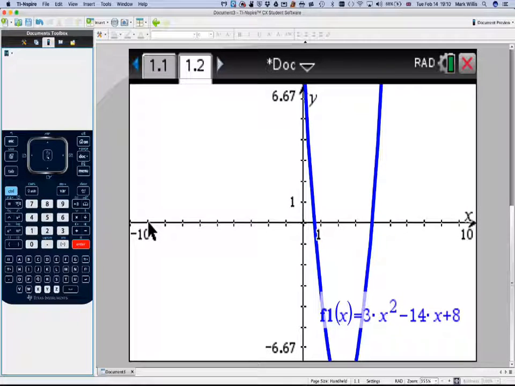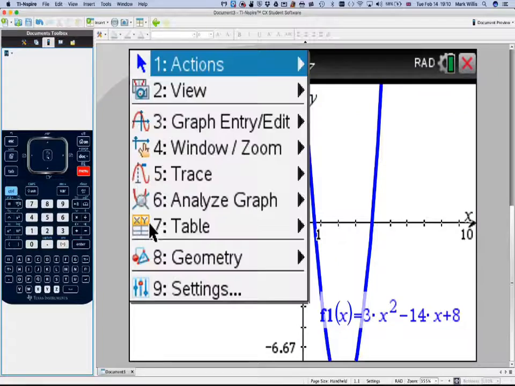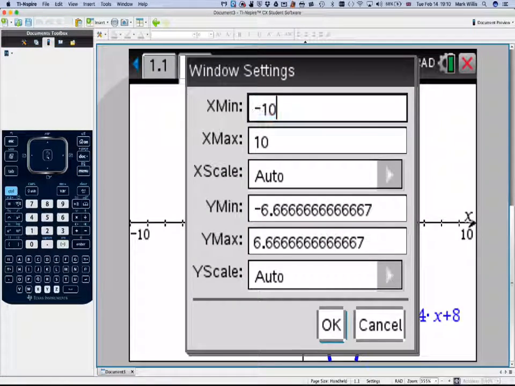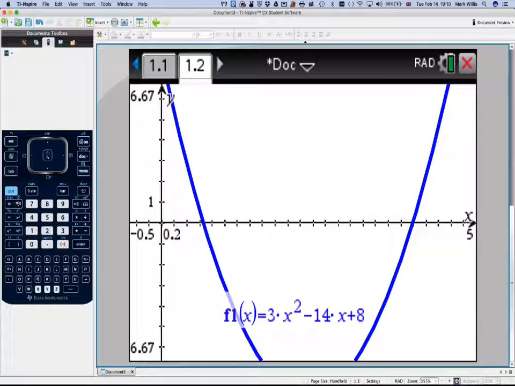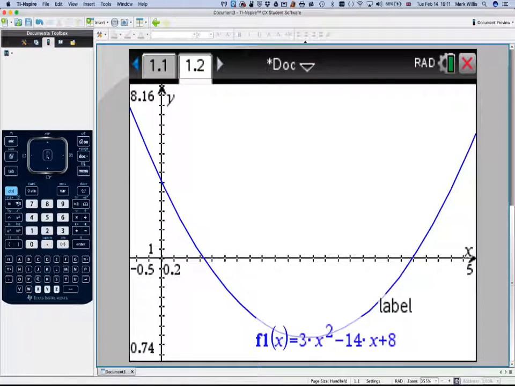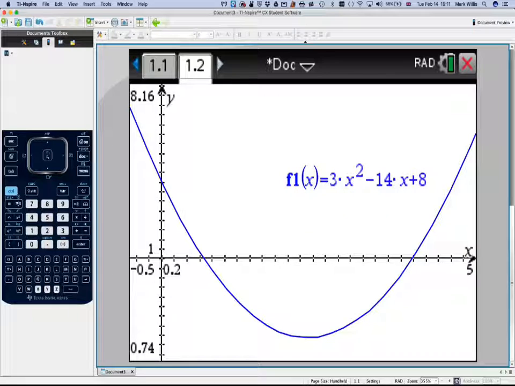We want a better viewing window than that, so menu, window zoom, window settings, and I used minus 0.5 to here and then to 5 to here, okay, and then pressed OK. Still not the right viewing window, but then I do menu, window zoom again, and then do a zoom fit, and then I get the function nicely on there.